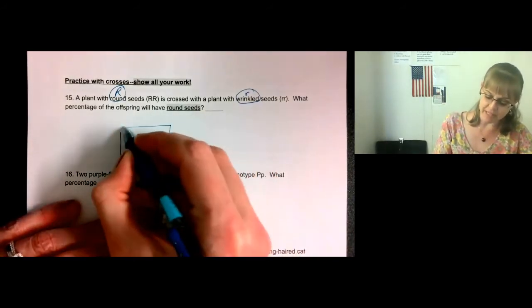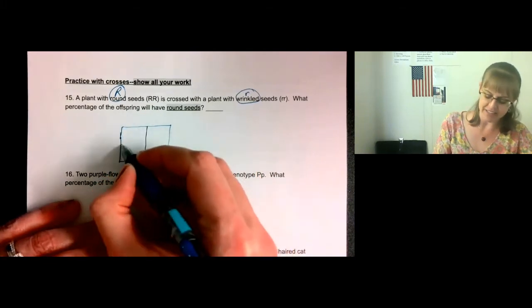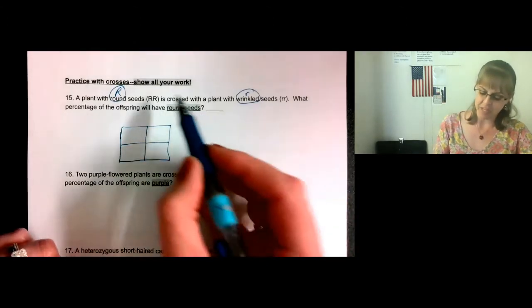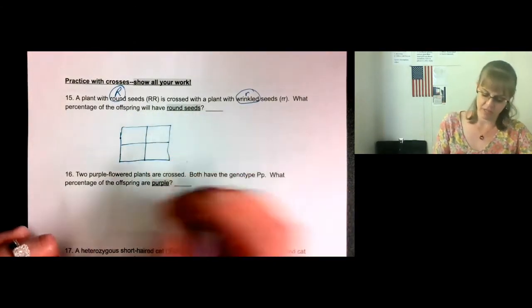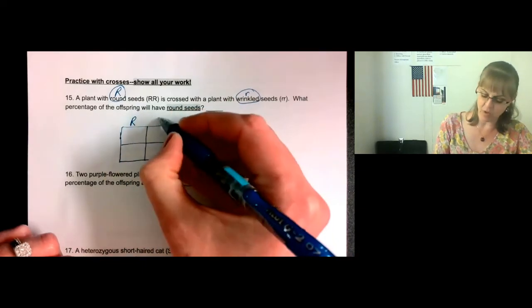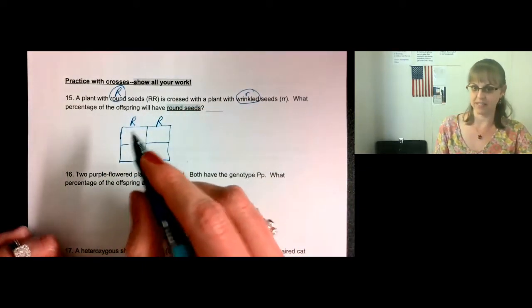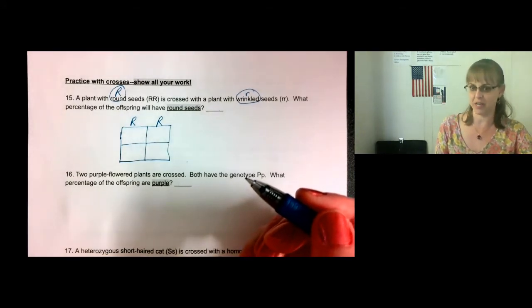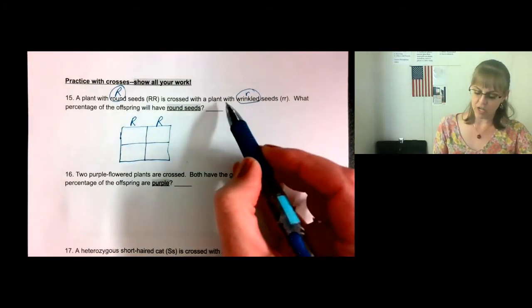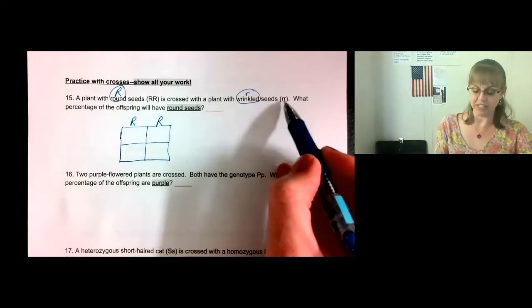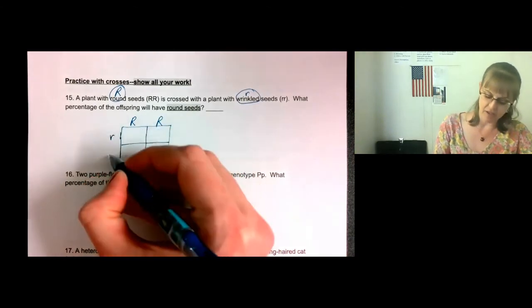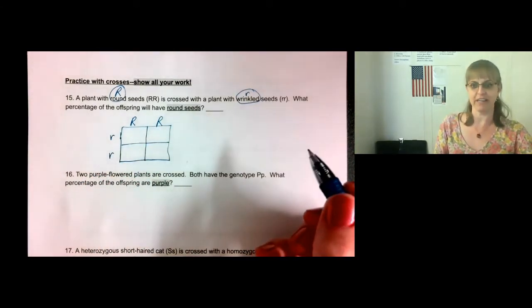Punnett square is capitalized because Mr. Punnett is the one who figured them out, and it's actually a last name. So, 2 capitals, so put 1 over this column, 1 over this column. Separate the gametes, separate the alleles that are being passed on. Then we have wrinkled seeds, which means since it's recessive, they both have to be lowercase. Oh, thank goodness, we don't have to worry about writing exaggerated sizes so we can tell the difference.